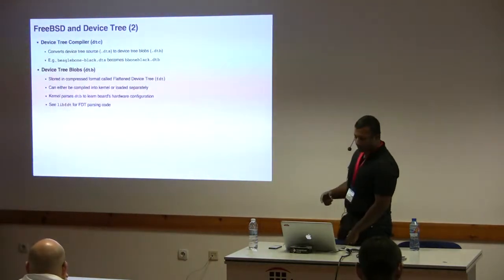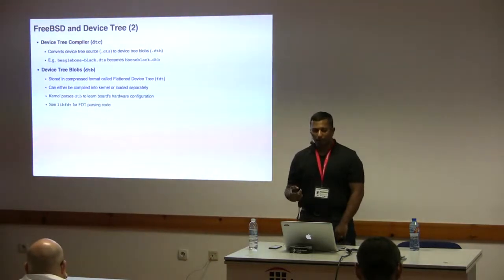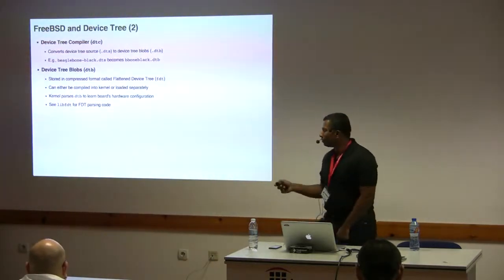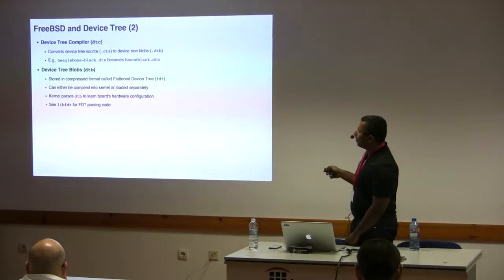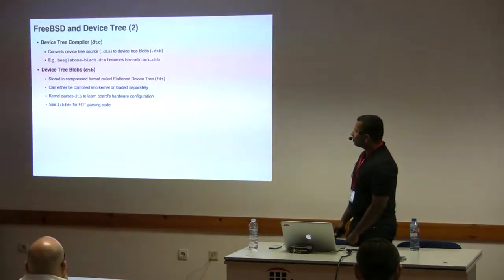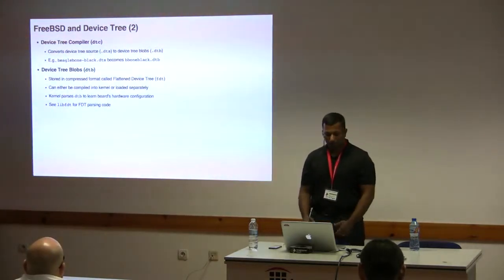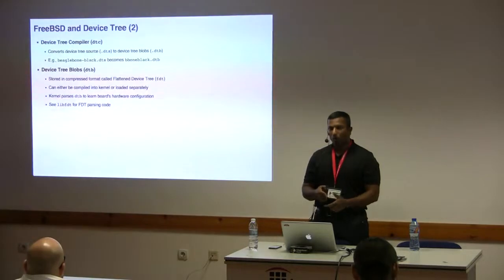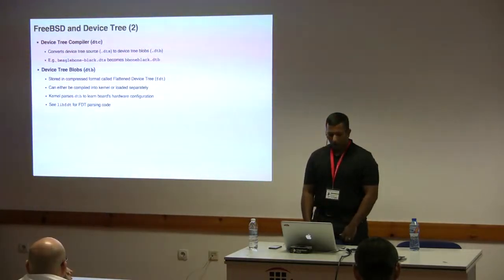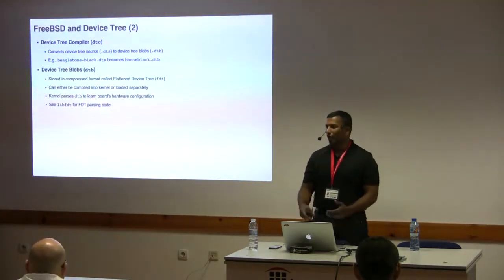That DTS file gets turned into a device tree blob by the device tree compiler. So this BeagleBone Black .dts becomes the BeagleBone Black .dtb that we saw getting loaded earlier. The device tree blob is stored in a compact format called flattened device tree. It can either be compiled into the kernel or loaded separately. In our case, it was being loaded separately. The kernel parses the DTB to learn the board's hardware configuration. And if you want to know the details of how that works, look at libfdt, which has all the FDT parsing code.